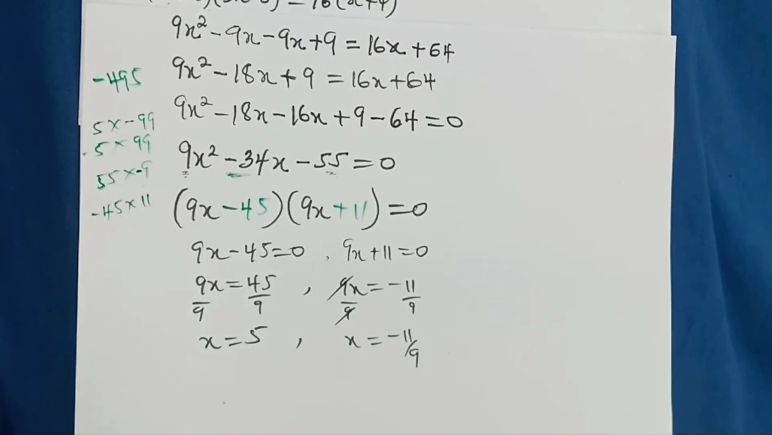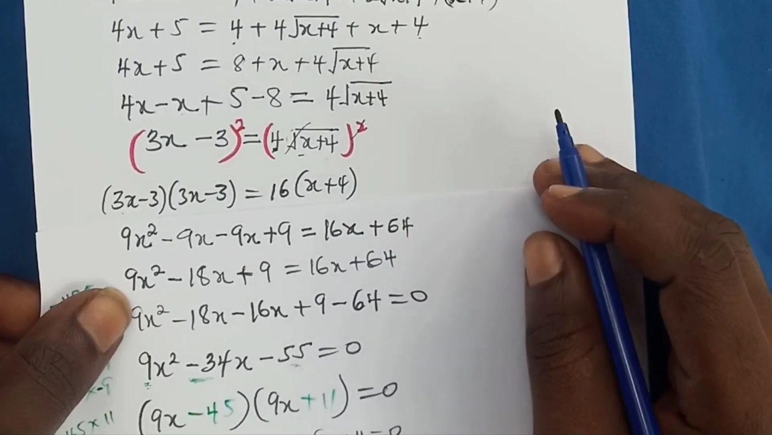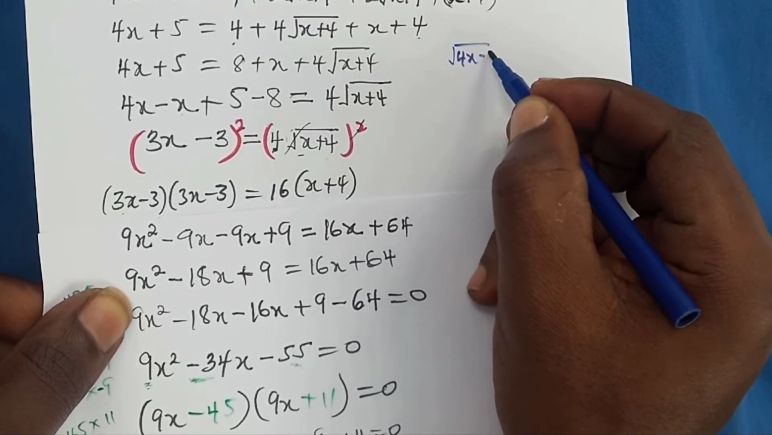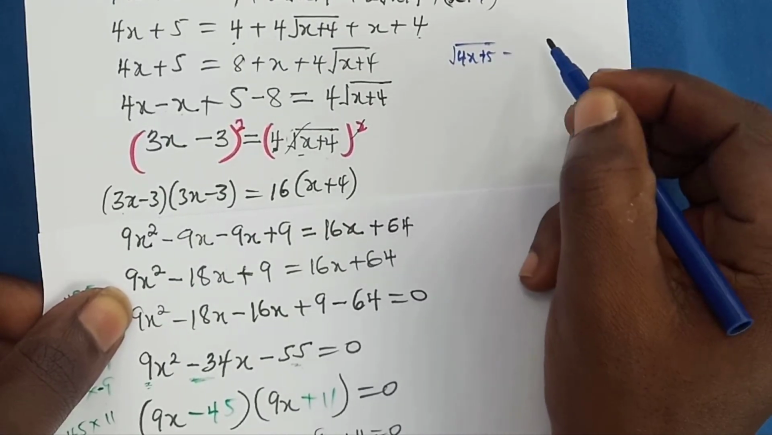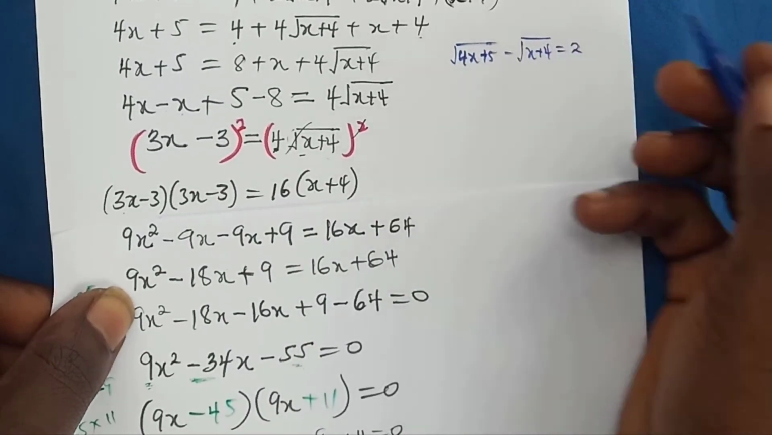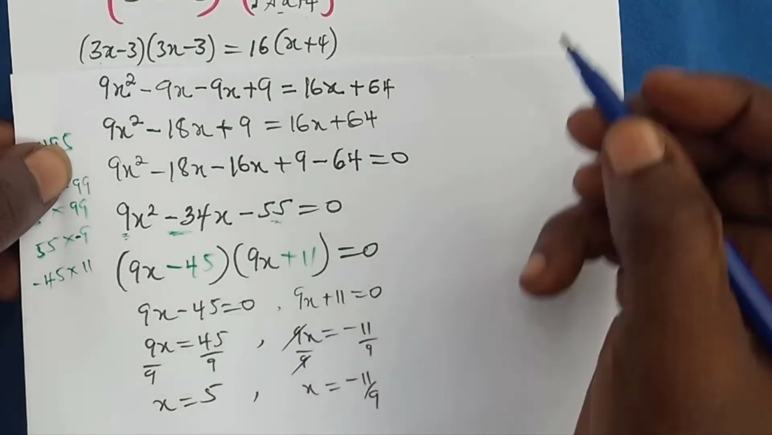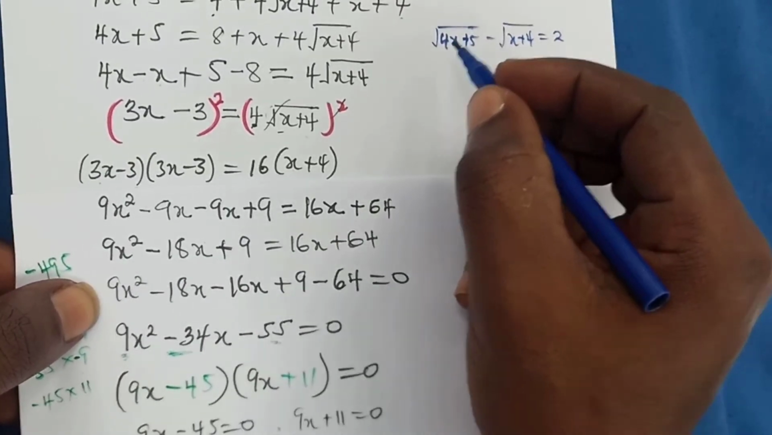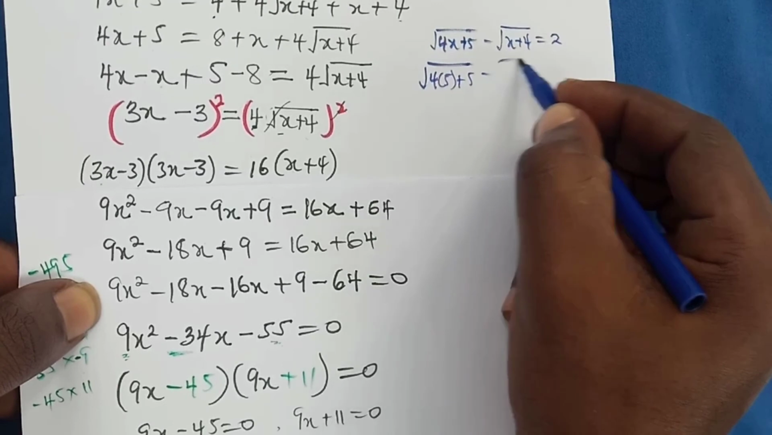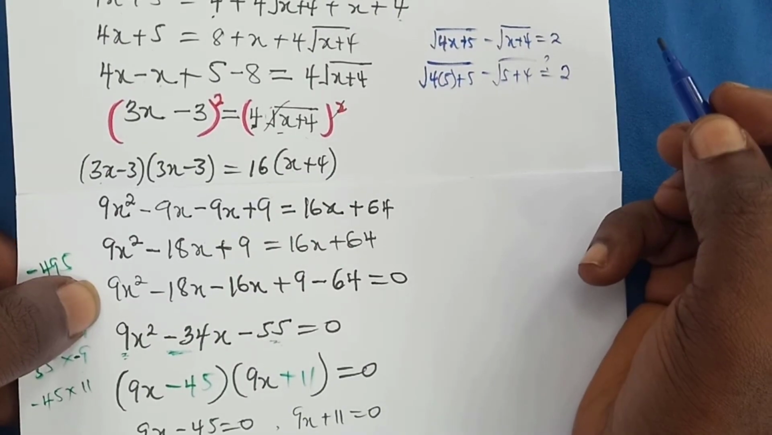Okay, so we have to check from the original equation and see which of them satisfy the equation. The original equation is the square root of 4x plus 5 minus the square root of x plus 4 is equal to 2. So the first value we had for x is 5. Wherever we find x, we are going to put 5 there. So now we have the square root of 4 times 5 plus 5 minus the square root of 5 plus 4. Will it be equal to 2?